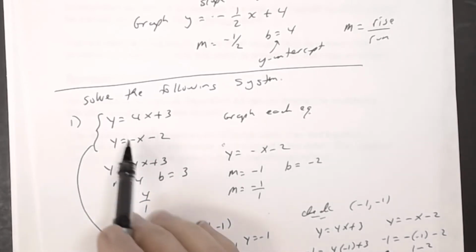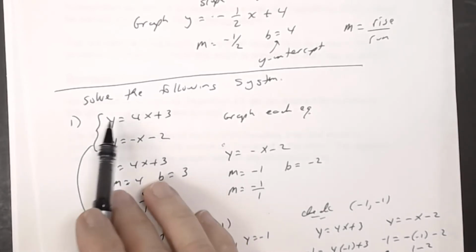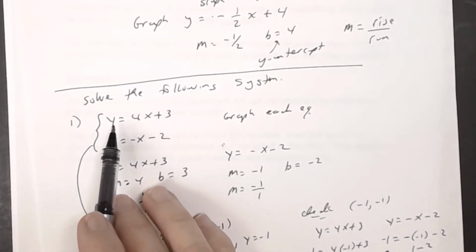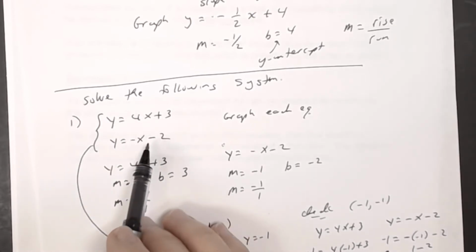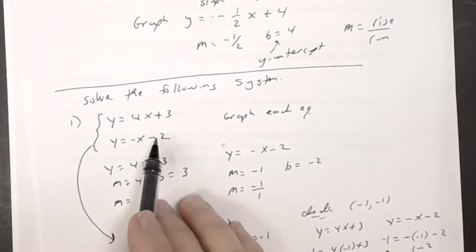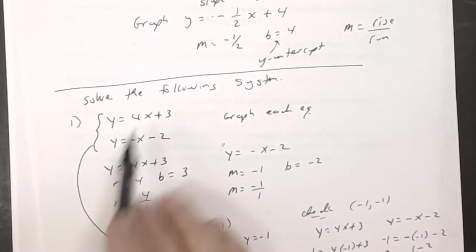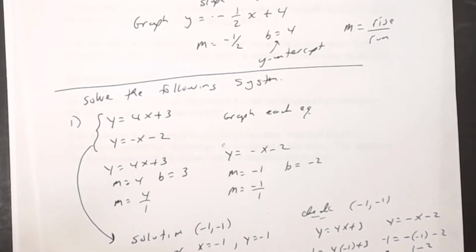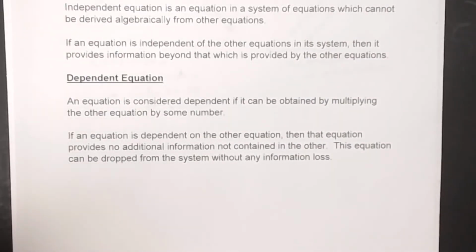So since each equation is independent of the other, we say that each equation is independent. This equation I can't get from this equation. So each equation is independent of the other. Okay? Now, let's look at that other system we had.